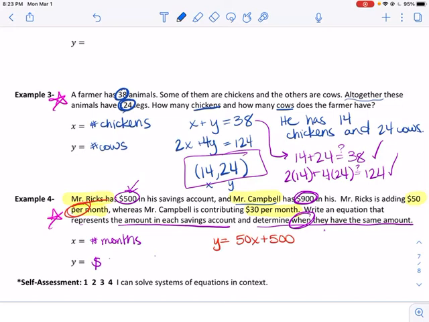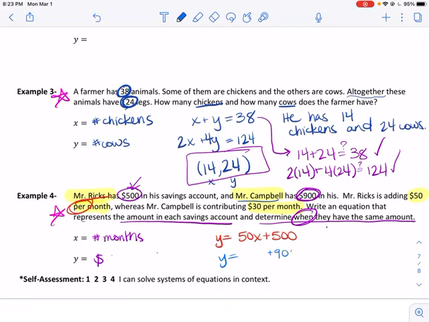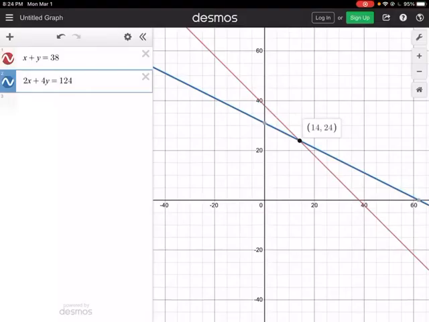Now we'll write Mr. Campbell's equation. y equals his starting point is $900, and then he has 30 per month. All right, so now we have two equations. Now we just need to solve and find when they have the same amount of money. I'm going to go ahead and graph these.